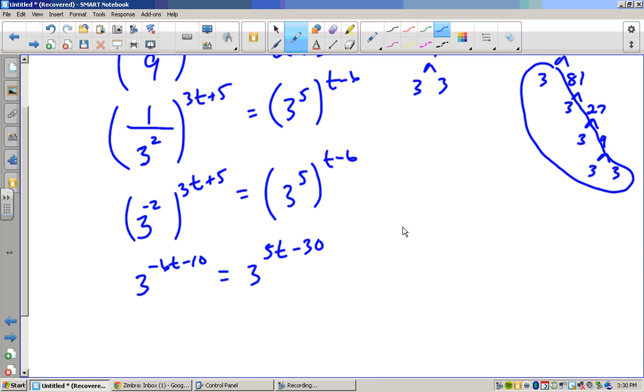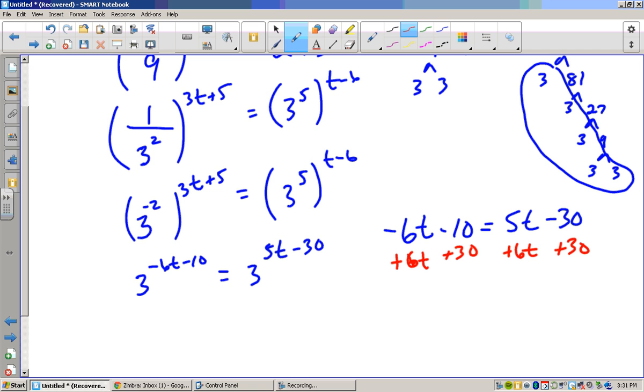Okay. Now I have exponents that I can set equal to each other. Negative 6t minus 10 equals 5t minus 30. Okay, and we'll go ahead and solve. I'm going to add 6t to both sides so things are positive. Add 30 to both sides as well. We will get 20 equals 11t. Divide by 11. So t is going to be equal to 20 over 11.